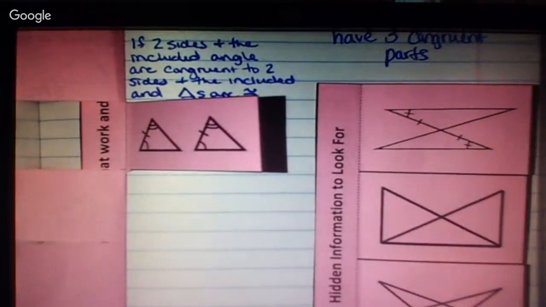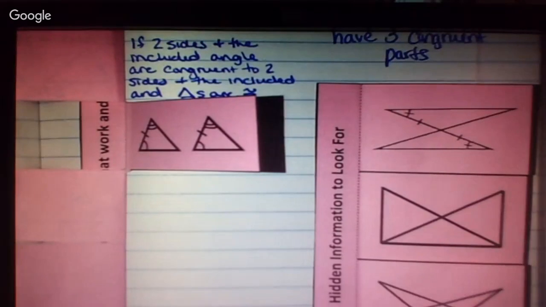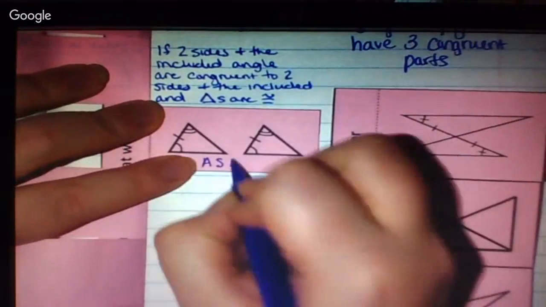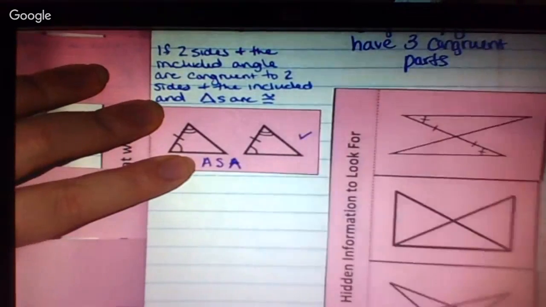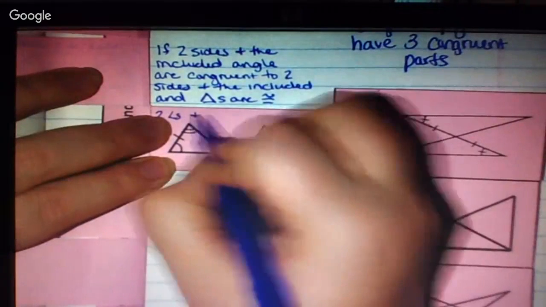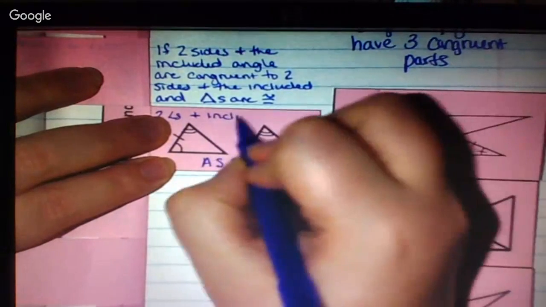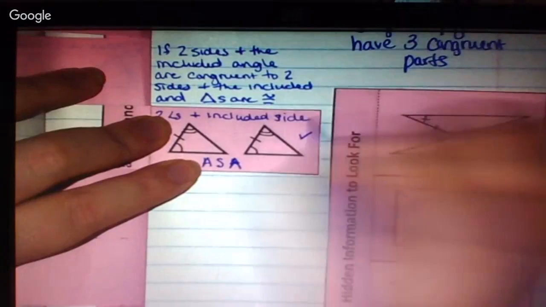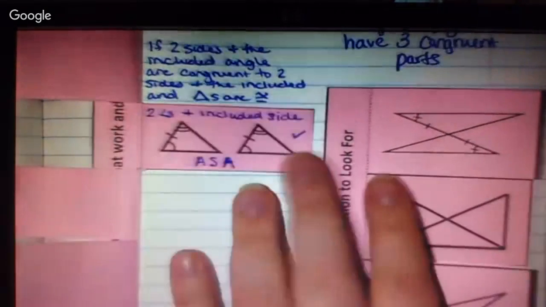Elijah's already taken a look at the second one. And he said this one we should call angle side angle. Again, take a look at the side that they've marked. It's the side that's smushed in between those two angles. So this one is angle side angle. And this one also works. So it's two angles and the included side.